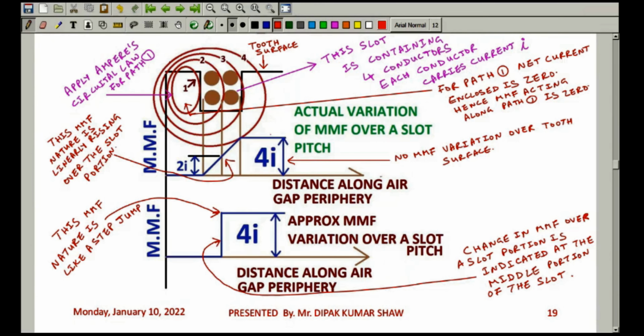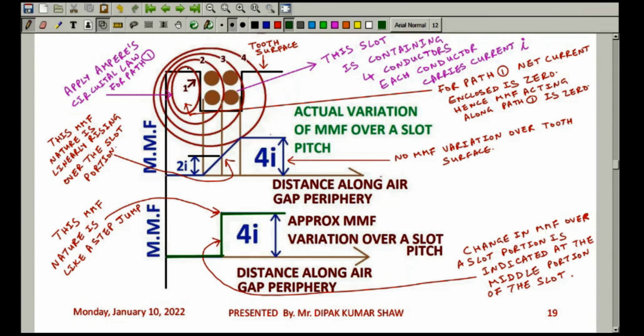You can see there is a jump in the step. If I place it like this, you can see there is a step jump. Let me use another color. I am using this green line, so it is indicating the step jump. This step variation is usually what is used, the approximate one. But actually the variation of M.M.F is linearly rising over the slot portion, which is shown here. But we use the approximate one.